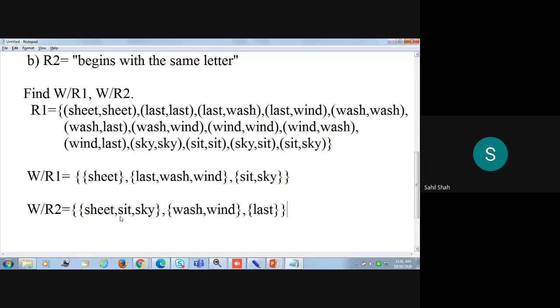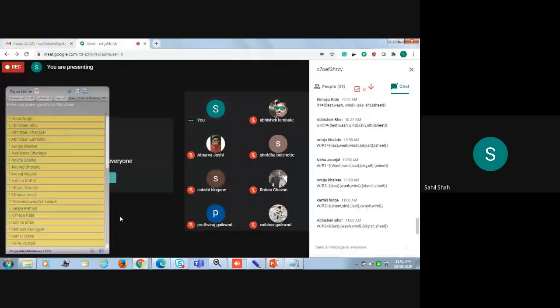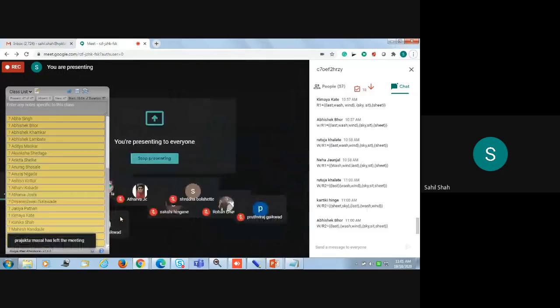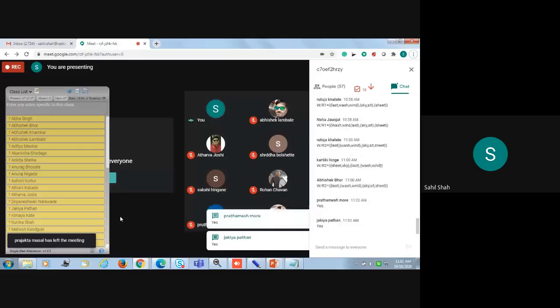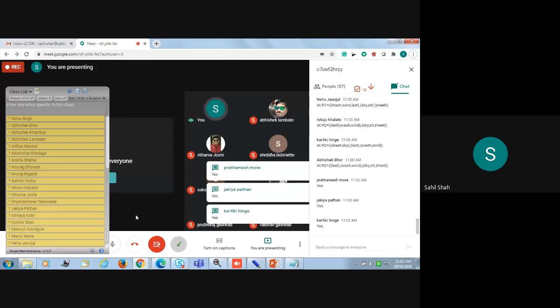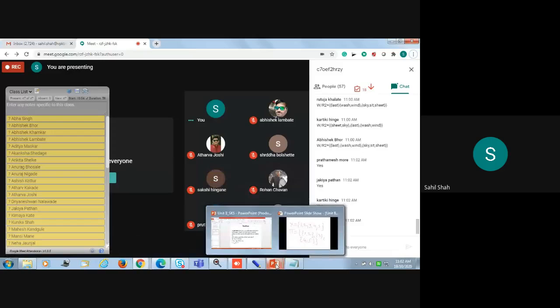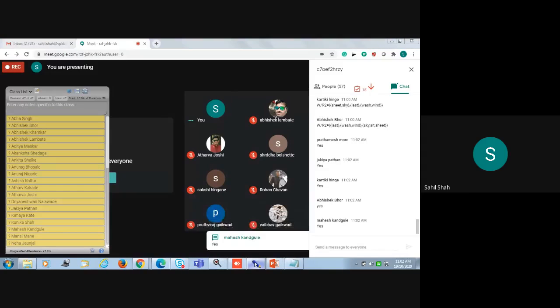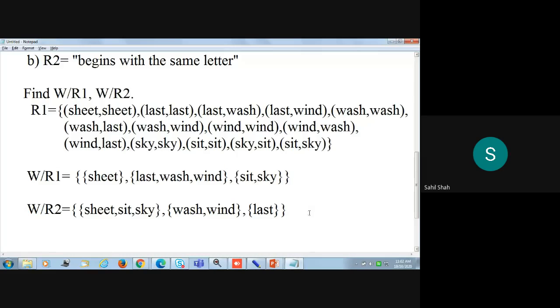Is it fine? Yes. Examples. Okay, next example. If it is fine, let me give you one more example to try. Let me cross check if you are able to. Otherwise, instead of going to another example, let us go for the next point, because you can practice these examples later on.